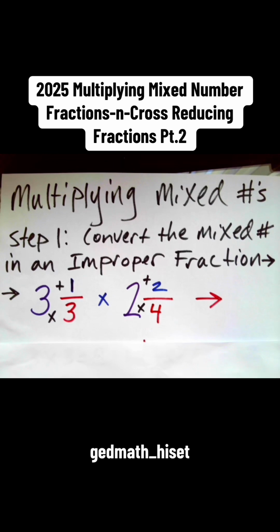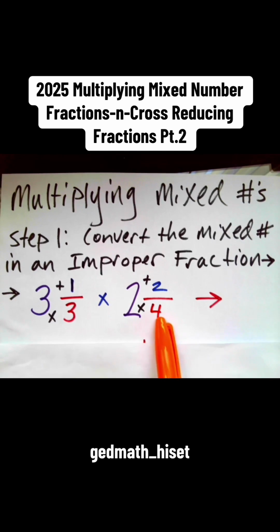So in review, and if you would like to, you can check out my other videos on converting mixed numbers to improper fractions, and then vice versa, converting improper fractions into mixed numbers. I've uploaded those videos in a prior session. So here we have 3 1/3 times 2 2/4.